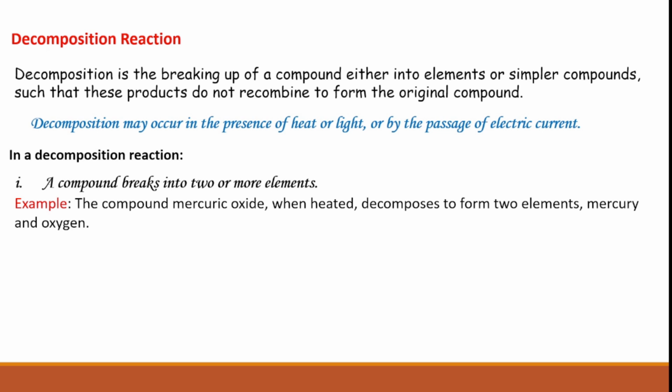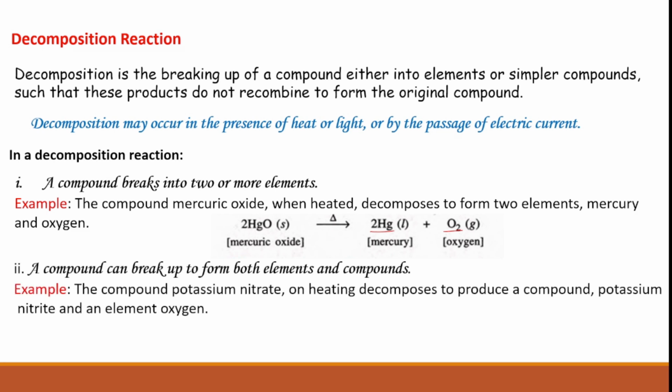A compound breaks into two or more elements, not compounds. For example, the compound mercuric oxide, when heated, decomposes to form two elements. One is mercury, Hg, and the other is oxygen. So mercuric oxide, HgO, when we heat it, breaks down or decomposes into mercury and oxygen. This is the first thing that may happen in a decomposition reaction.